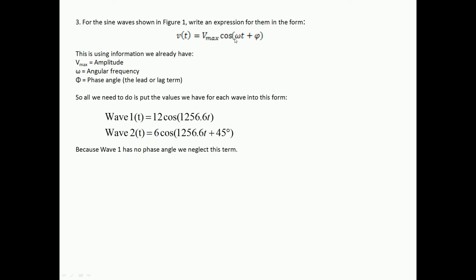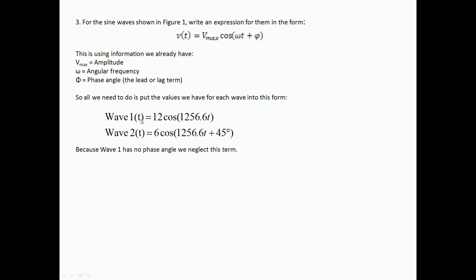Omega we've already calculated, that's the angular frequency. T we don't need to do anything about, we just leave t in the equation. And then we've got this term here, plus phi. This is actually the phase angle, so this is how much the wave is leading or lagging compared to the pure cosine that we've based our waveform equation on. So all we need to do is put the values we have for each wave into this form.